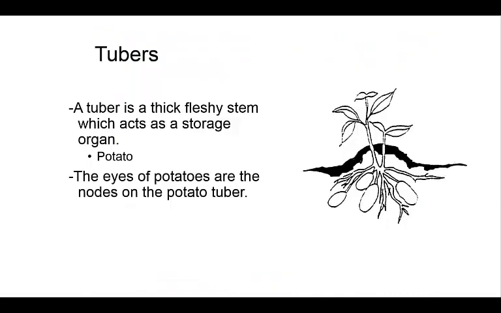Tubers are thick, fleshy stems which act like a storage organ. Potatoes are good examples of these. It's hard to understand maybe that they're actually stems underground, but we know that they're actual stems and not part of the root system because they have buds on those potatoes, or these tubers, and we call those the eyes of the potatoes. So everywhere there's an eye, there's a bud that can either produce stems or roots.